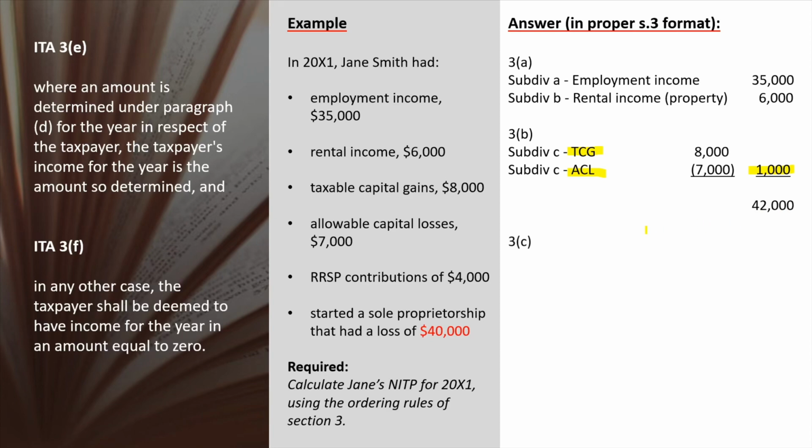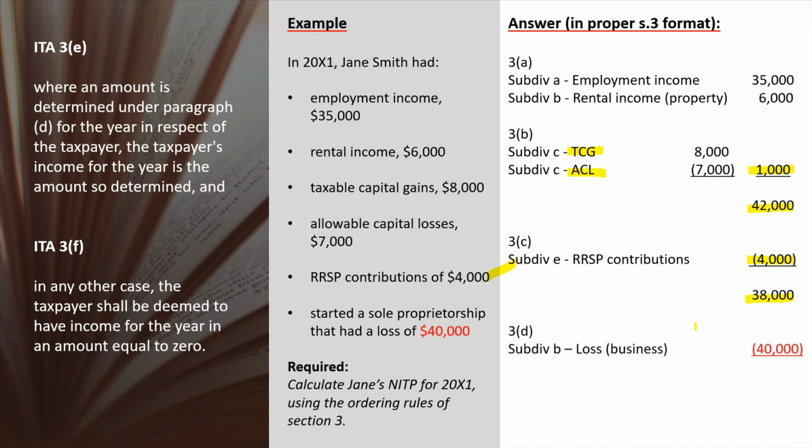And then in 3C, we look to see what deductions are available to the taxpayer as per subdivision E. And in this example, we have the RRSP contributions of 4,000. So in 3C, the prior subtotal of $42,000 exceeds the subdivision E deductions of 4,000, and it exceeds it by a total of 38,000. Then in 3D, we are to subtract our losses, and here's the new item. In subdivision B, we have a business loss of $40,000.